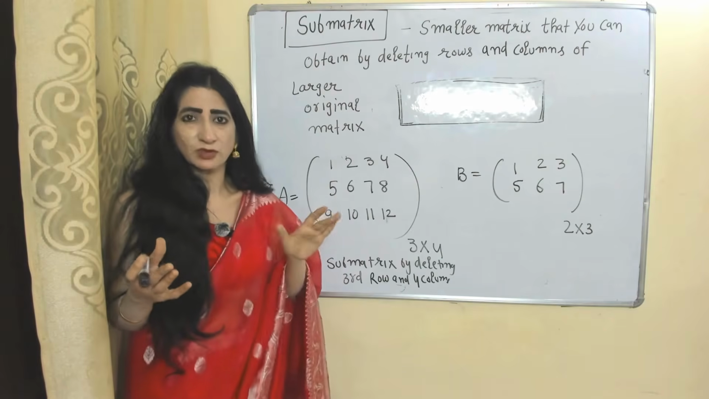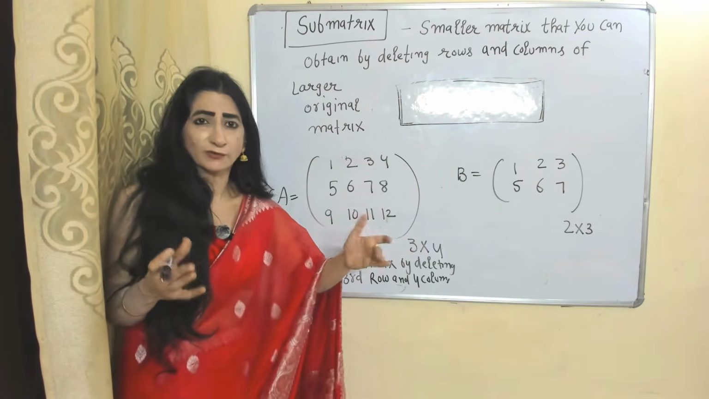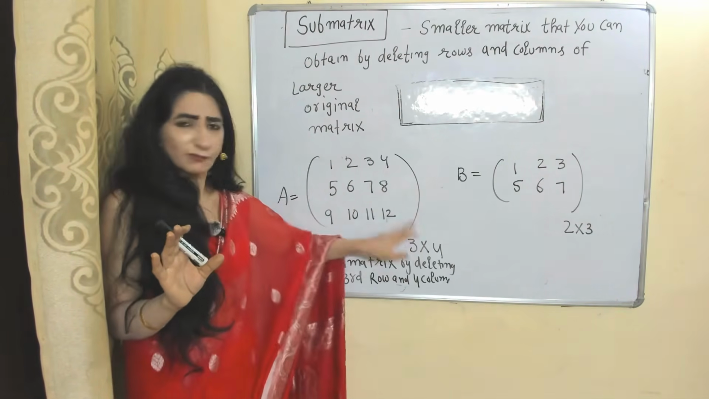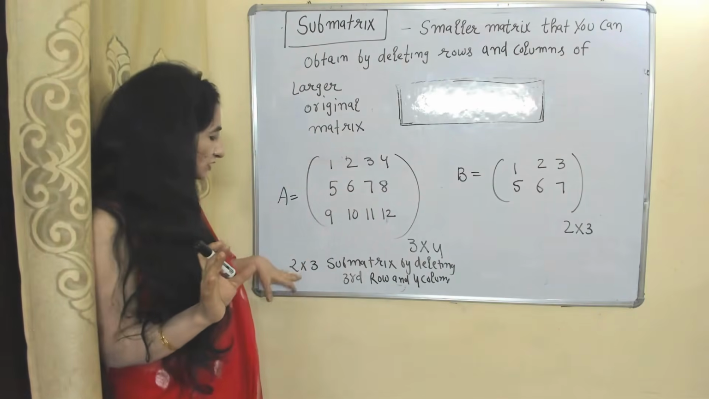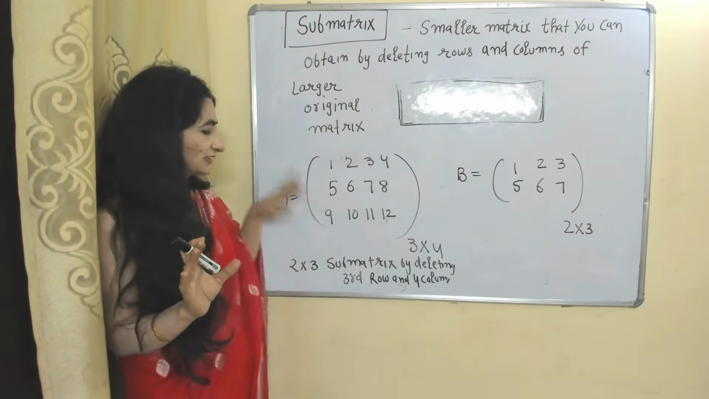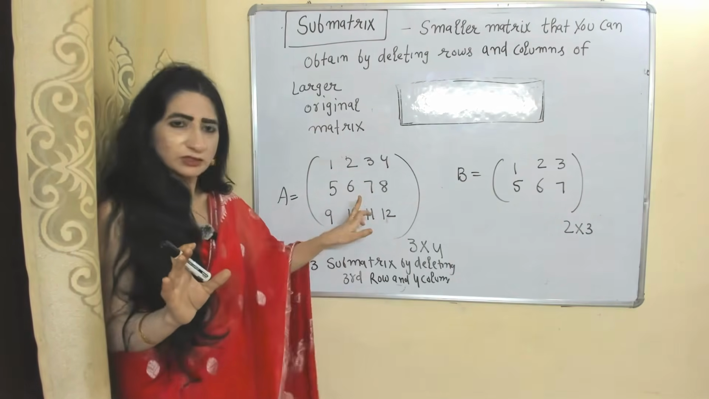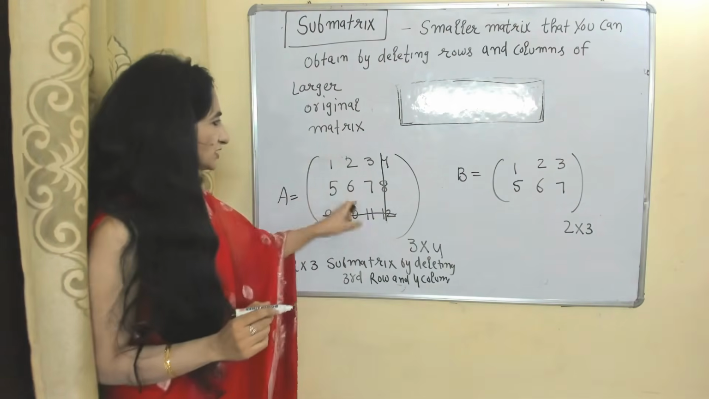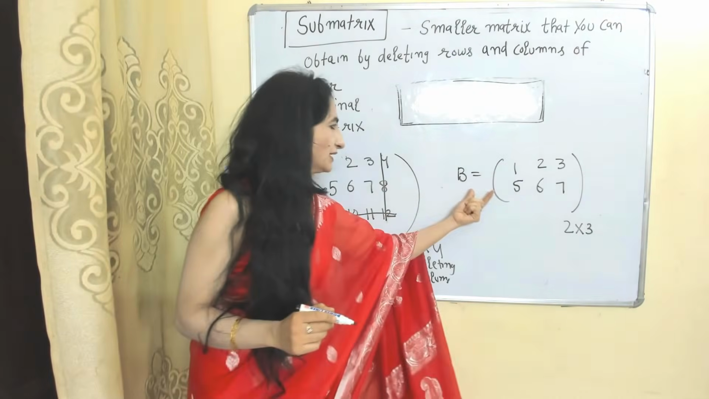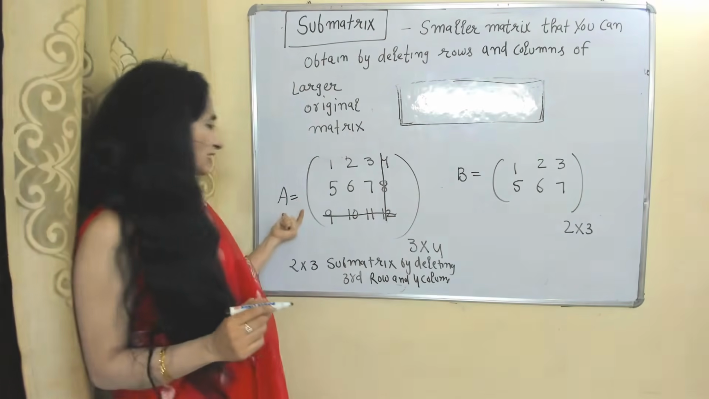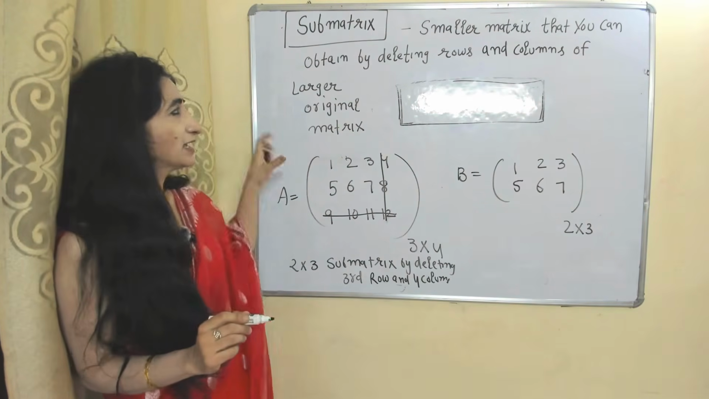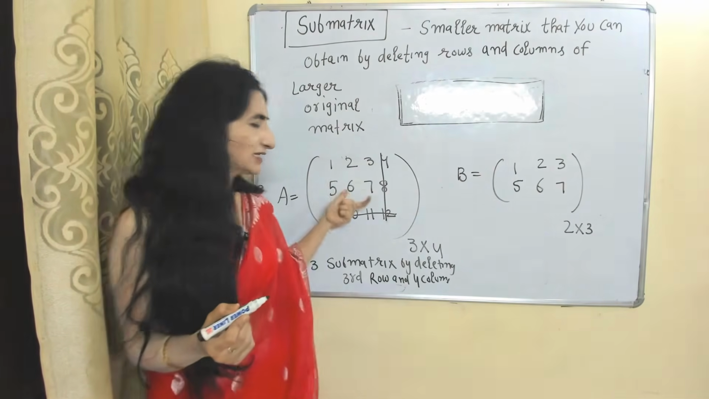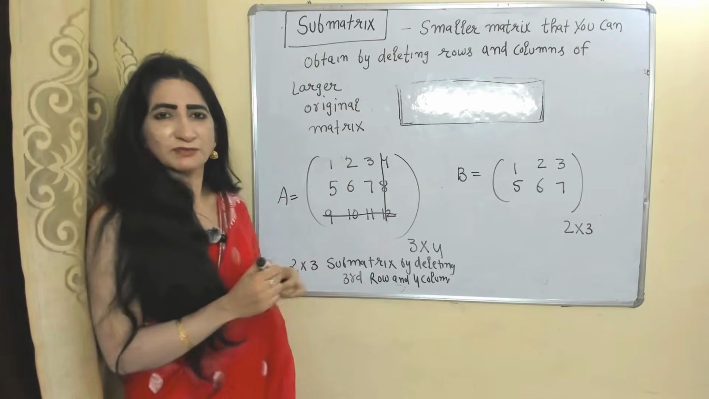We can obtain this smaller matrix by deleting rows and columns from the larger original matrix. This is our given original matrix of order 3 by 4, and we have to find a 2 by 3 order submatrix by deleting the third row and fourth column. So we delete the third row and fourth column. The remaining elements will make one matrix, and this B matrix is a submatrix of A matrix. So we can say that a submatrix is a smaller matrix, and we can obtain it by deleting rows and columns of the original larger matrix.